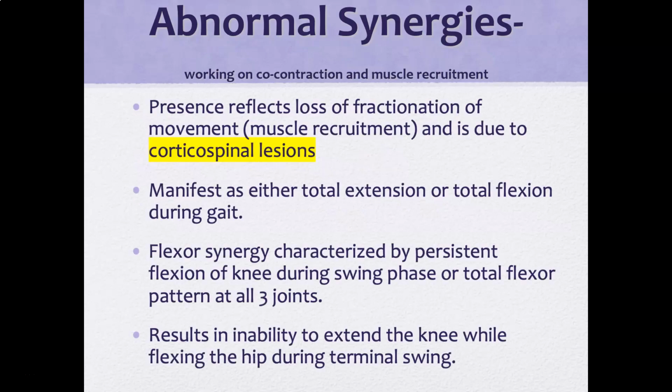What are some things that you can see with the abnormal synergy? Well, its presence reflects loss of fractionation of movement and muscle recruitment, and is due to corticospinal lesions. They can manifest as either total extension or total flexion during gait. Flexion synergy is characterized by persistent flexion of the knee during swing phase or a total flexor pattern at all three joints. Results in inability to extend the knee while flexing the hip during terminal swing.